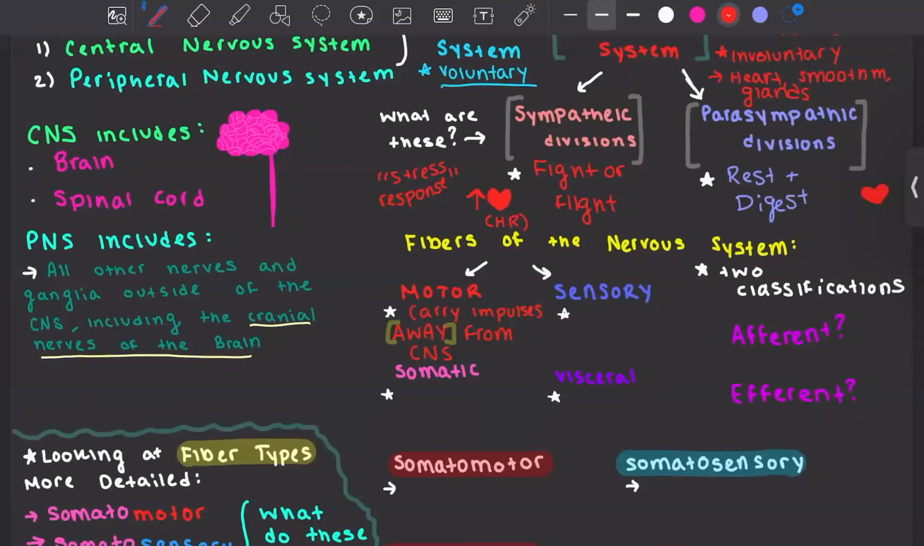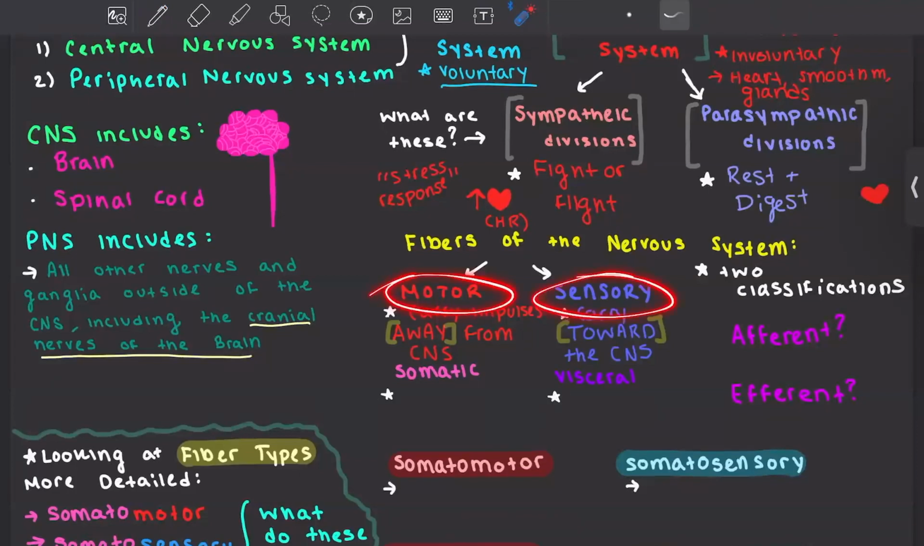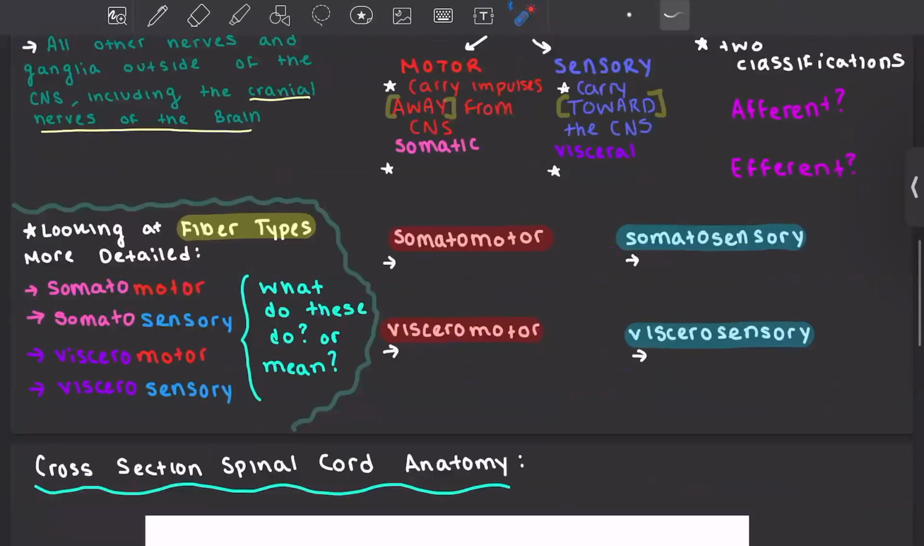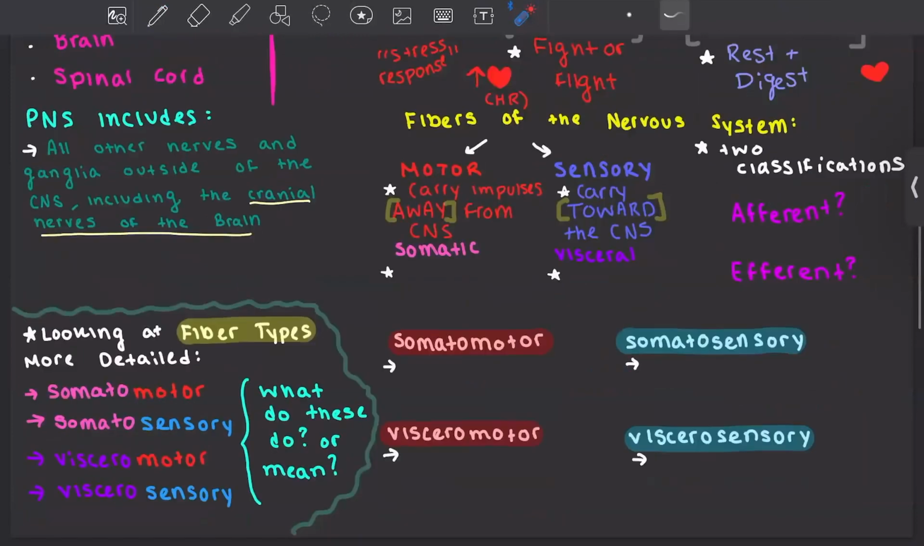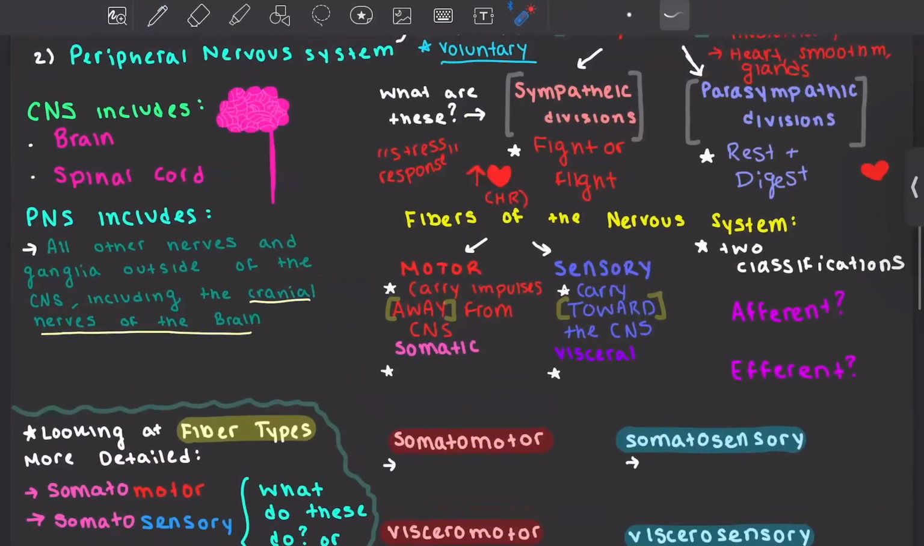So what is sensory then, right? It's going to be the opposite. Okay, so it's going to carry toward the CNS, the central nervous system. So these are basically like directionality terms. It's the direction of which the nervous system signal, the signal that is going to the brain or leaving the brain. These are the things that are going to describe that. So you have motor, you have sensory, and that'll play into some of the anatomy that I will talk about down here, because there are certain pathways for these directions.